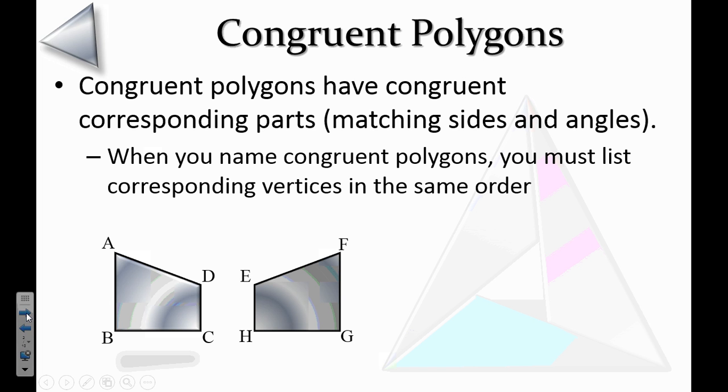When you name congruent polygons, you have to list the vertices, the corresponding vertices, in the same order. Order matters. So for example, how should we name this first polygon? What order should we say its names? A, B, C, D. So if we say A, B, C, D, and we want to state that it is congruent to the other trapezoid next to it, we have to be very careful to list them in the right order.